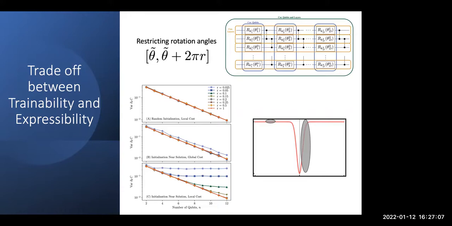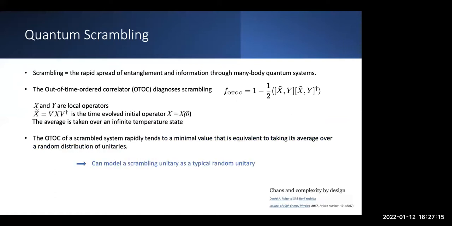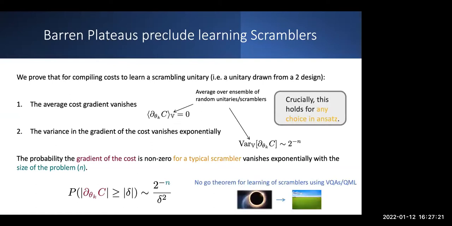So I have a question about learning scramblers at the end. Your result precludes learning scramblers by VQAs, but it leaves open the possibility that you might be able to learn them by other methods. Is that a possibility? You also said using quantum machine learning, but from what I understood, your analysis applies to this model of having ansatz that consist of layers, like constant layers and rotation gates on single qubits.